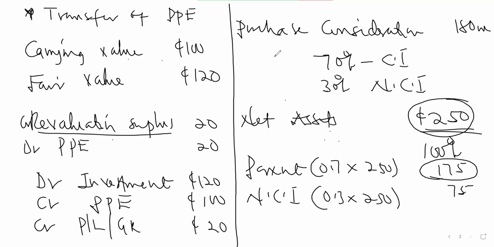But in most cases, since we are all human beings, nobody will compensate you for that. We don't have bad will. We have what we call gain on bargain purchase. If the company is paying lower than what they are receiving, that is called a gain, but we call it gain on bargain purchase, not bad will. Are you okay? All right.